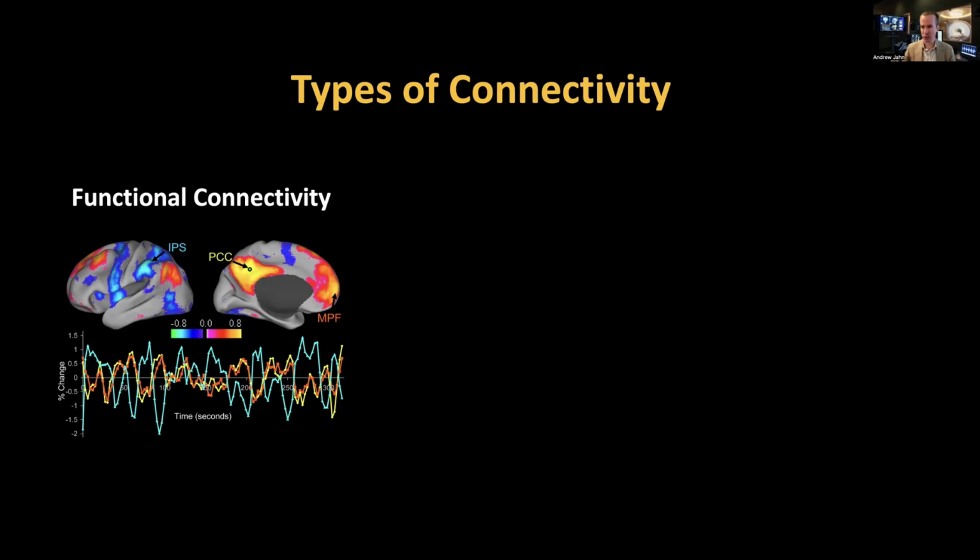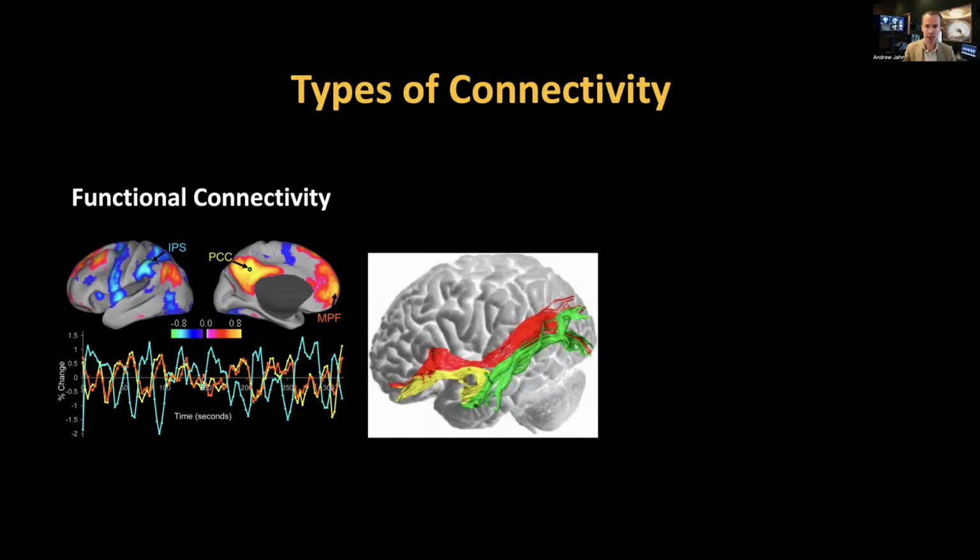Could be artifacts like motion, that's a big one, or physiological artifacts like respiration and heartbeat, anything that can systematically change the position of the head ever so slightly, but still consistently, or lead to some kind of systematic change in two or more distinct regions. But in any case, this is functional connectivity.